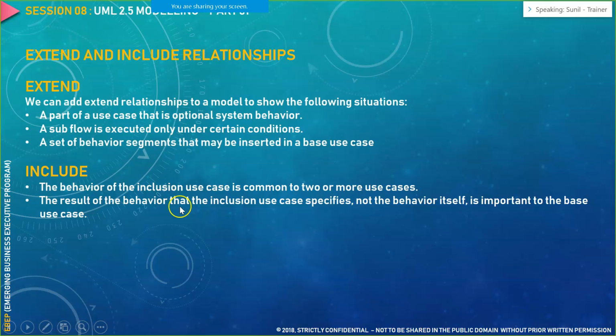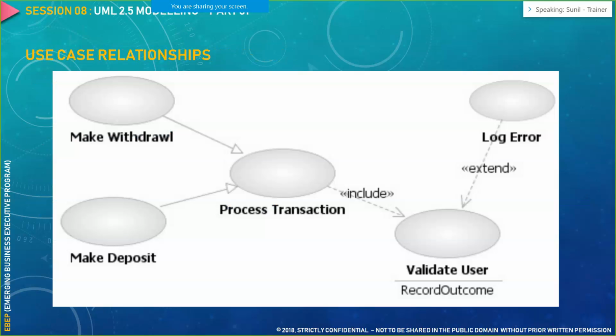Now what then is an include use case? The behavior of an inclusion use case is common to 2 or more use cases. The result of the behavior that the inclusion use case specifies matters to the base use case, not the behavior itself. For example, whenever transaction processing happens, it would always include validate user. Why validate user? Because until you validate whether it is a genuine user, you cannot proceed with the withdrawal or deposit request. You need to first validate whether it's a valid user or not. That's the reason why you have included it.